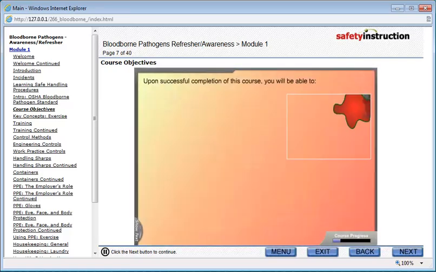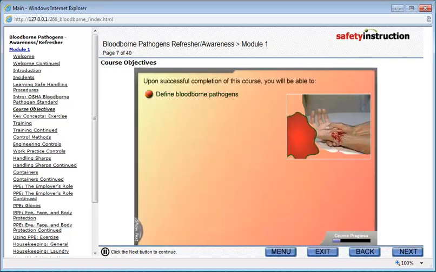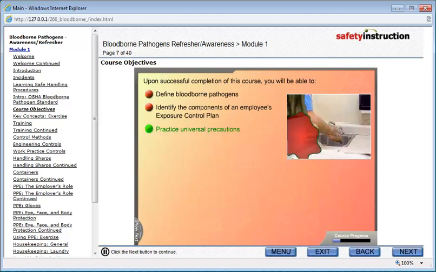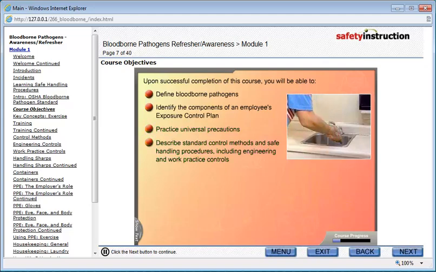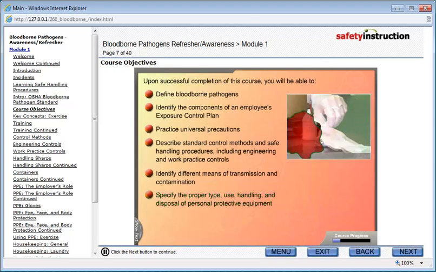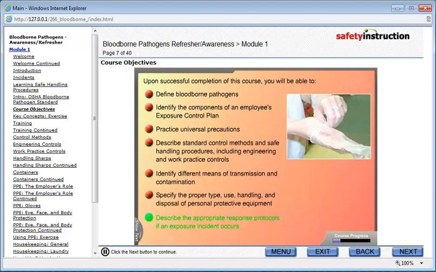Upon successful completion of this course, you will be able to define bloodborne pathogens, identify the components of an employee's exposure control plan, practice universal precautions, describe standard control methods and safe handling procedures, including engineering and work practice controls, identify different means of transmission and contamination, specify the proper type, use, handling, and disposal of personal protective equipment, and describe the appropriate response protocols if an exposure incident occurs.